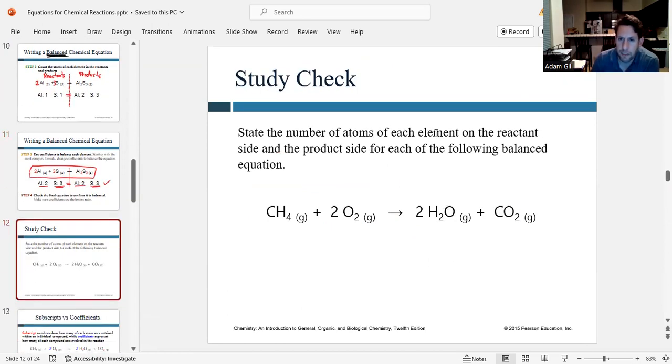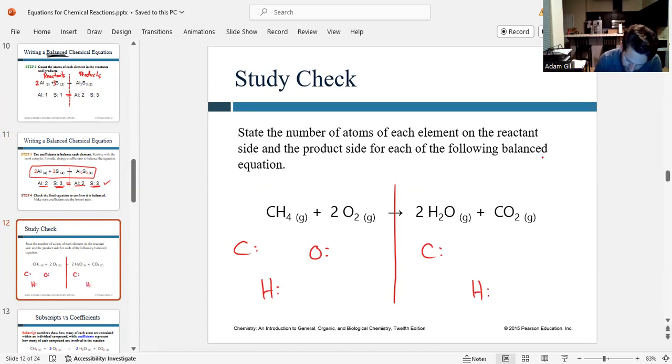State the number of atoms of each element on the reactant side and the product side. So we're going to split down the middle, and we're going to look at each element in the reaction. So we have carbon, hydrogen, and oxygen. And we need to tally them up. So carbon on the left side, I only have 1 here. And on the right side, I only have 1 carbon as well. So that's good.